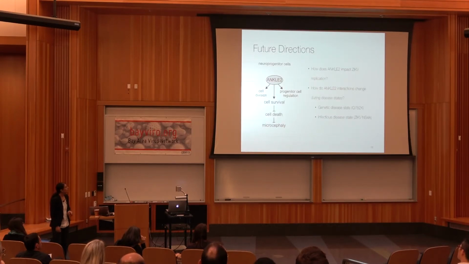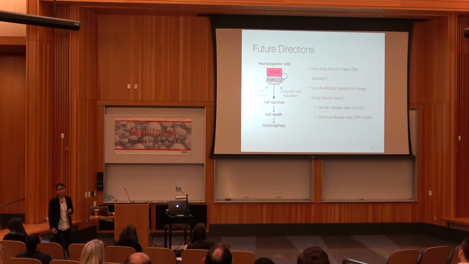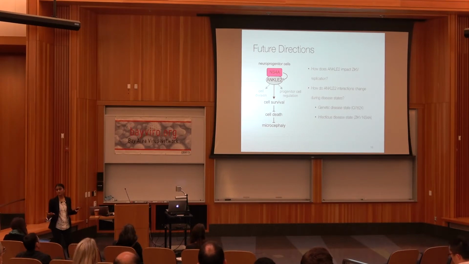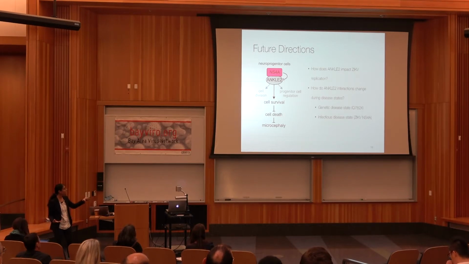So our current working model is that ANKL2 has these impacts on cell division, cell survival, and progenitor cell regulation, and that Zika virus NS4A inhibits ANKL2 function, we believe, through this physical interaction, primarily through the cell survival pathway, but the other pathways also appear to be affected to some degree.